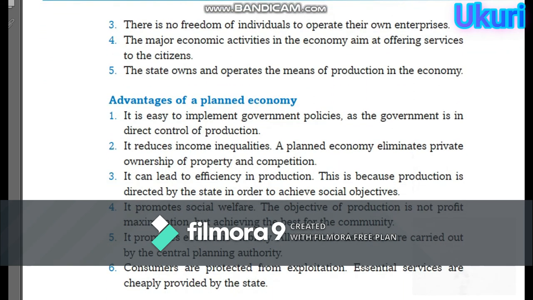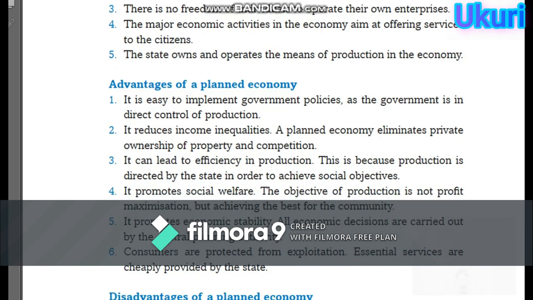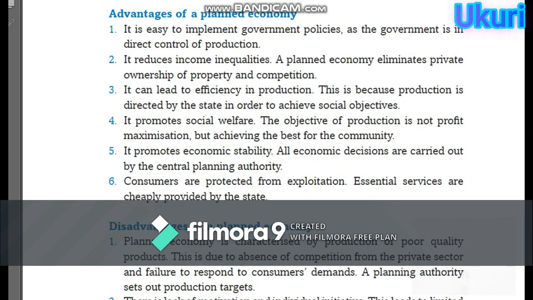There is no freedom of individual. Kubera ko abari ibya leta rero nta freedom y'umuntu umwe ku giti cye, kuko leta ari bariyo iri kubikora. The major economic activities in the economy aim at offering services to citizens. Ibyo byose rero babikorera abaturage, niyo mpamvu leta ibikorera n'ubundi abaturage, kuko bo bashaka kugira ngo babibyenjoyinge. Nk'urugero roads, land n'ibindi byinshi bigiye bitandukanye, urugero public goods.